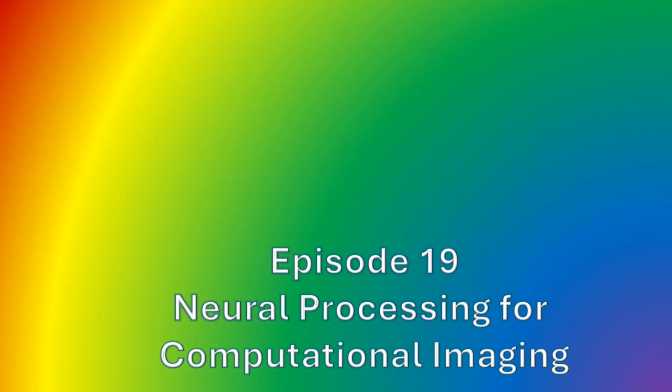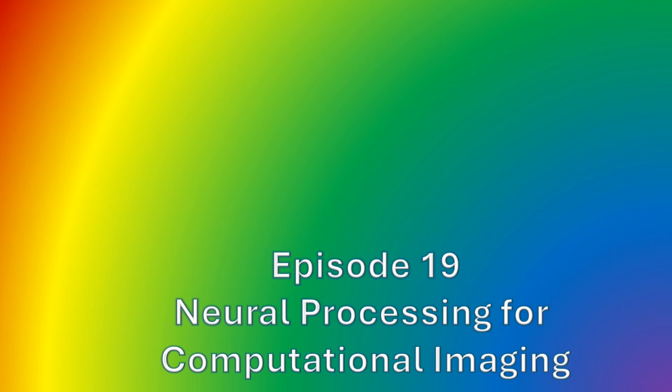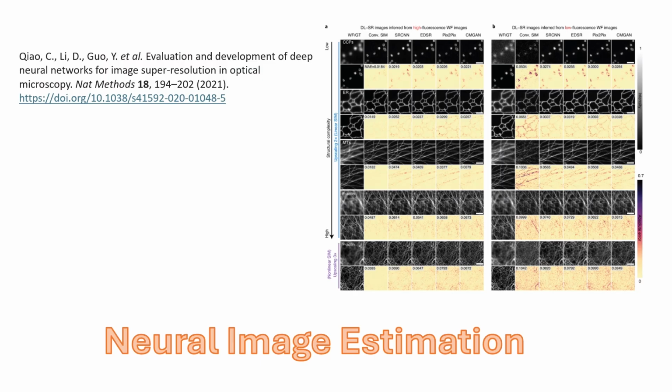Episode 19, Neural Processing for Computational Imaging. Chapter 3 has discussed various algorithms for image estimation from data. Now, computational imaging is about computation, which means we use software. Software basically today means neural processing. As we've seen in several examples, we can use AI to generate software very easily, and neural processing is more and more integral to the very nature of what software is.